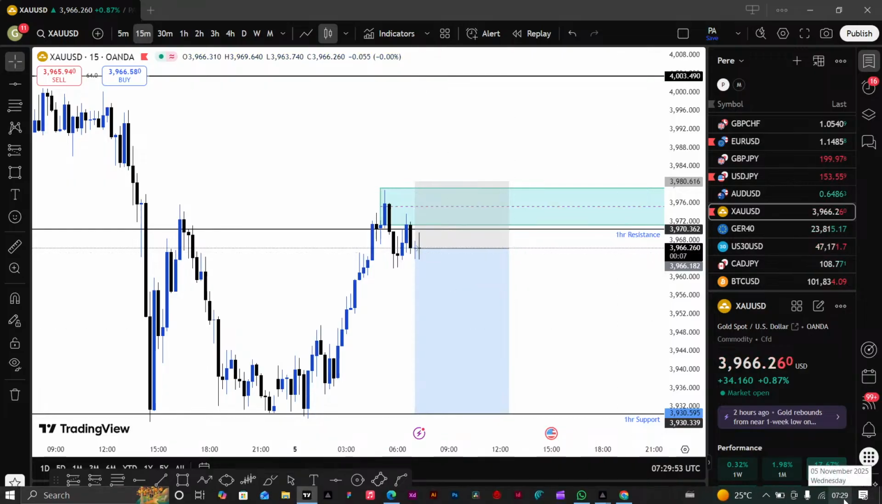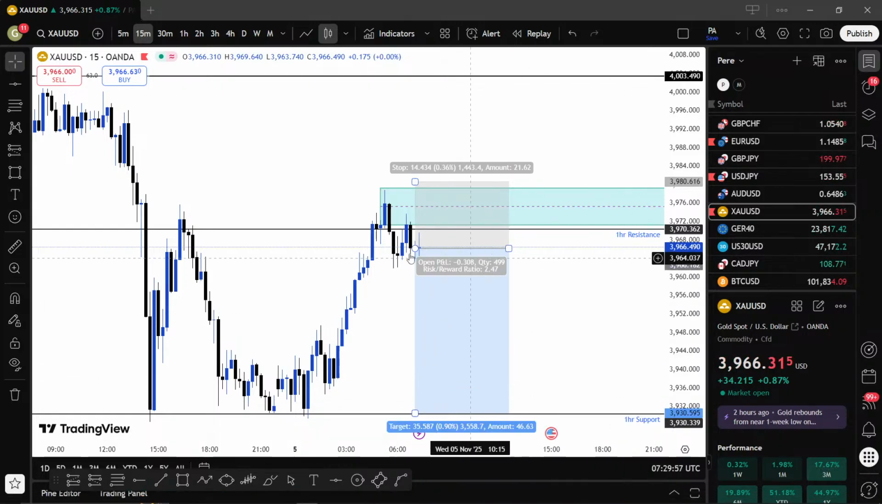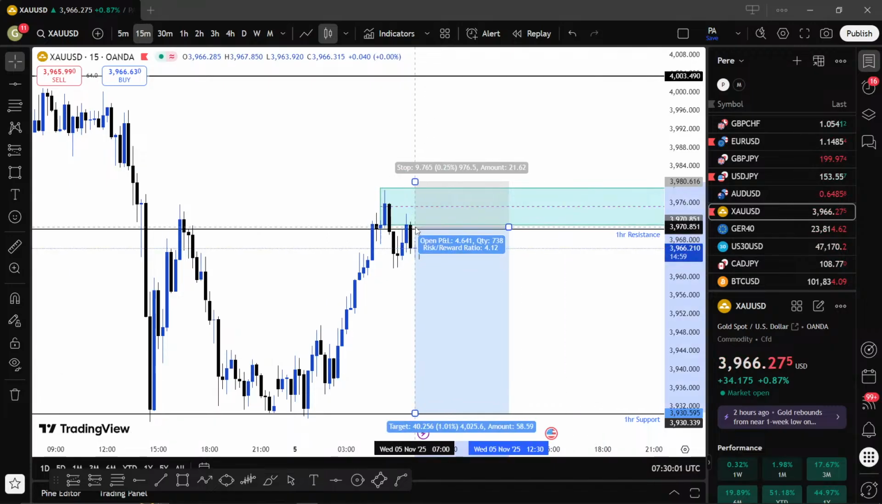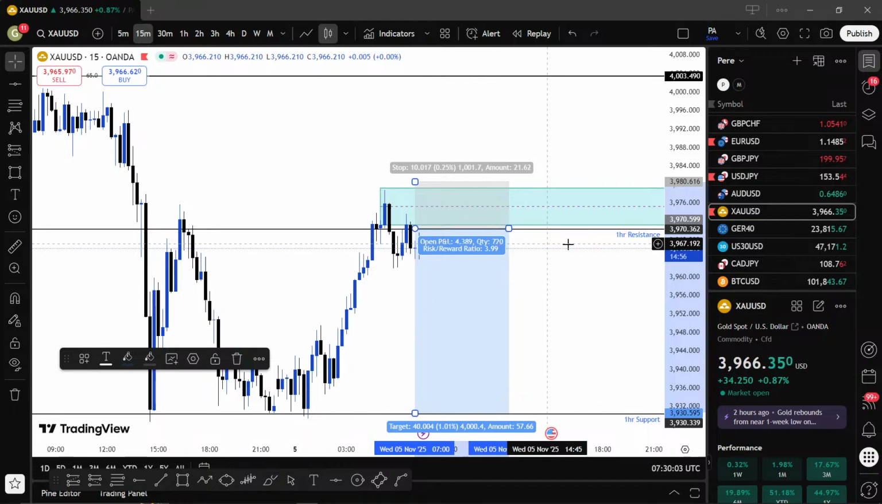We are still not in the London session yet, so I'm going to expect some retracement from gold back to this 1 hour resistance. Once gold comes back to this 1 hour resistance, I'm going to take an entry from here and keep my stop loss right above here.